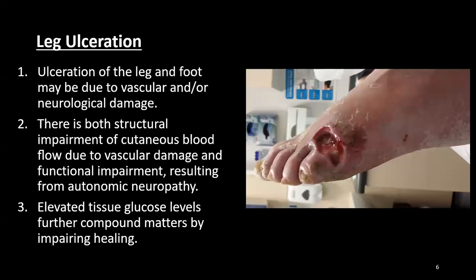Leg ulceration. Leg ulceration is a huge topic in diabetes mellitus, and this results from both vascular or neurological damage. This is mainly because of either structural impairment of cutaneous blood flow due to vascular damage or functional impairment of the vessel blood flow due to autonomic neuropathy. Elevated blood glucose levels further complicate this picture and result in impaired healing of the ulcers.